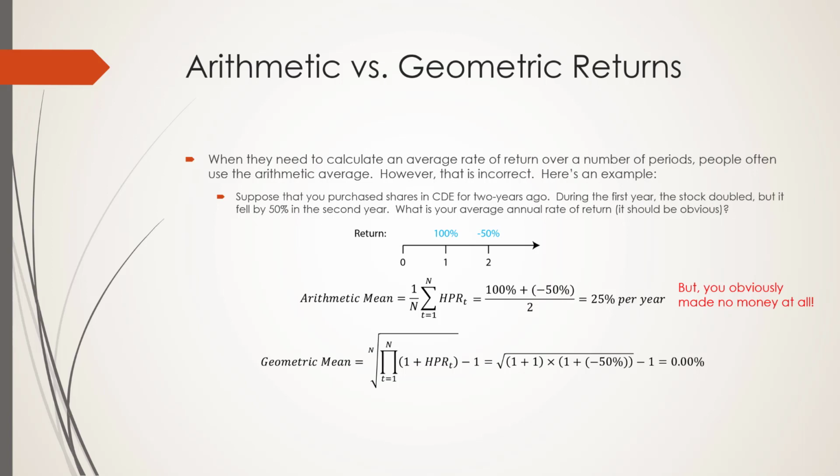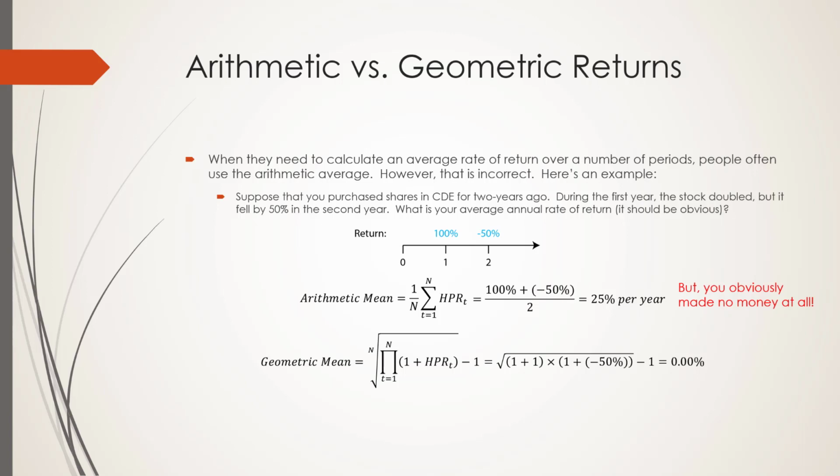So what's the difference? Well, the difference is, and this is obviously an extreme example, that the arithmetic mean tells you what your typical annual return was, and the geometric mean tells you what your compound average annual return was. So since you started out and ended up in the same place, your compound average annual return must be 0. But you could make an argument that typical return was 25% per year, although it's really pretty misleading to say that.